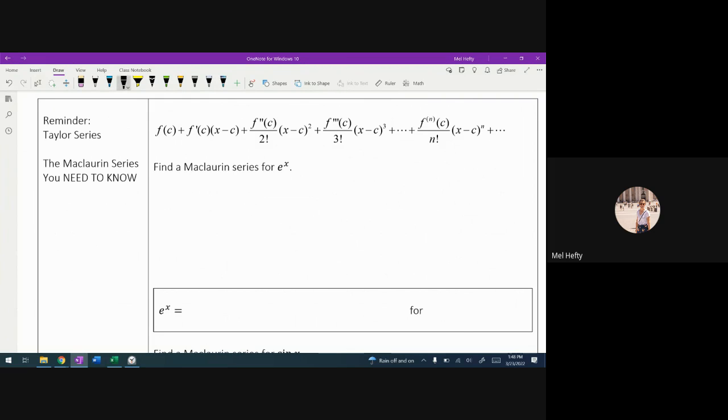When I say the word Maclaurin, what does that make you think of? The center is 0. For the most part, we're going to be working with a lot of series where the center is 0 for the sake of using a simpler series. Also, they're just more helpful. So let's start with e to the x because it's the easiest one.